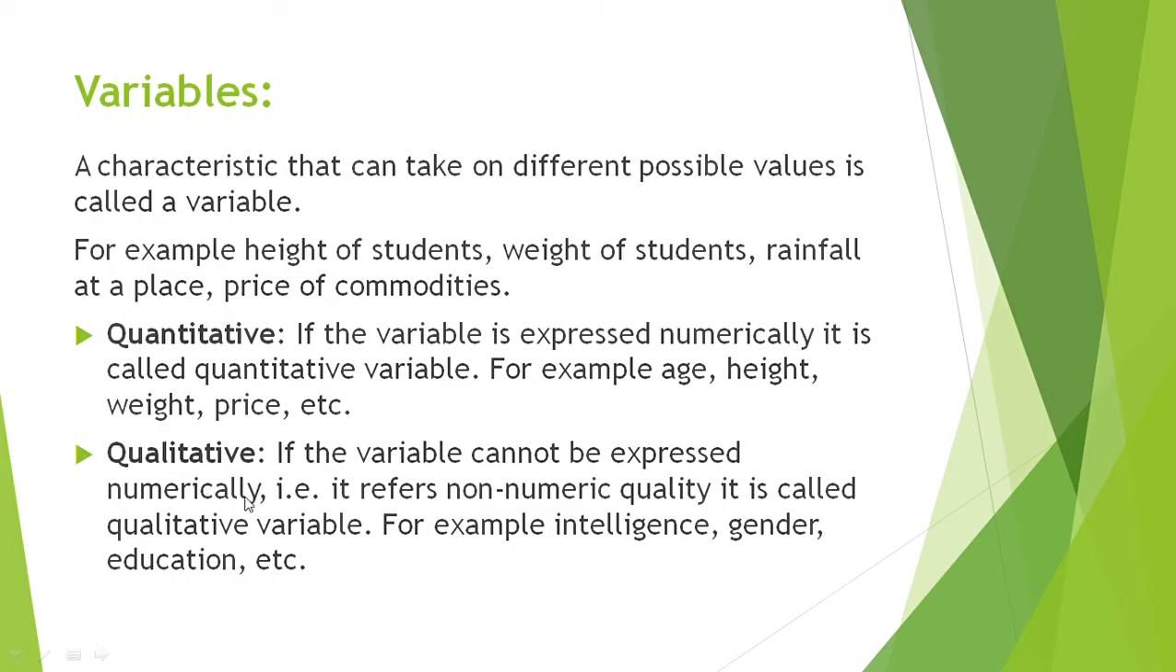Now for qualitative: if the variable cannot be expressed numerically, that is, it refers to a non-numeric quantity, it is called a qualitative variable. For example, intelligence cannot be written numerically. Gender cannot be written numerically. Education level cannot be written numerically. So anything which cannot be expressed numerically is called a qualitative variable, and the variables which can be represented numerically are called quantitative variables.